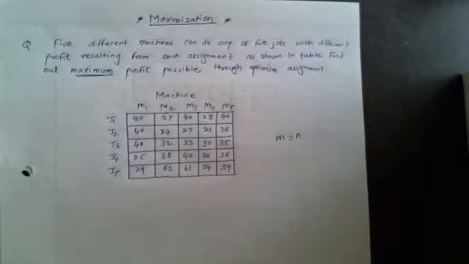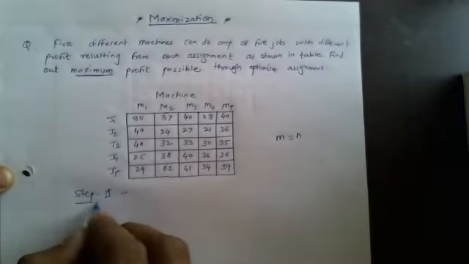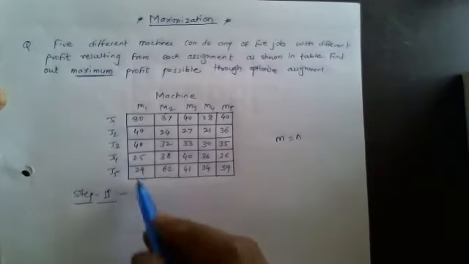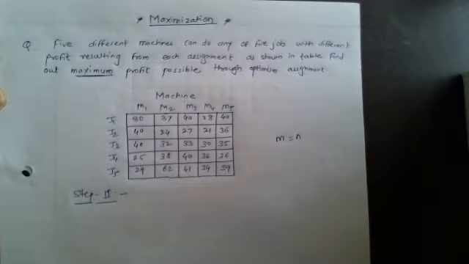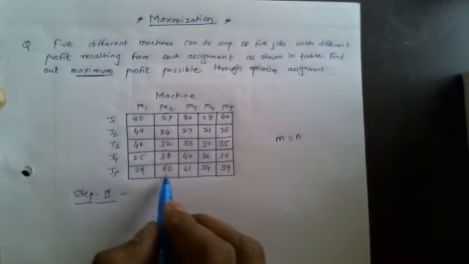Now we'll go for the second step. What is the second step? In minimization, what are we doing? We directly go for the row reduction, column reduction. But in maximization, step 2 will be to select the maximum value of this given cost matrix. Now in this cost matrix, which value is maximum? I think 62 is maximum. So what we have to do? We have to subtract all other values from this 62.